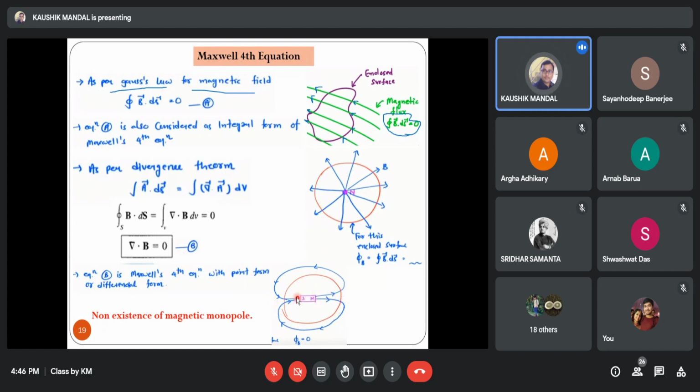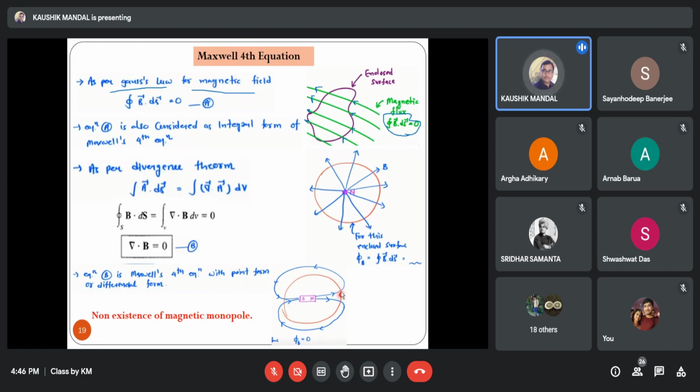If we consider this magnetic bar with north pole and south pole, and we draw the field lines like that, then on this particular surface the field is leaving, and on this particular surface the field is entering. So overall, what will be the overall phi B? That is 0. First we consider this particular magnet. Encircling this magnet, we consider a closed surface. Now for this closed surface, we have to calculate the total magnetic flux.